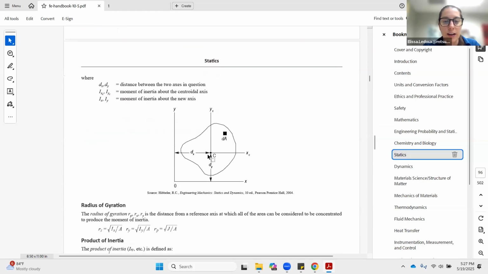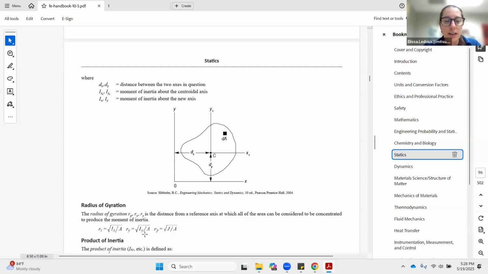Here's a diagram illustrating if we wanted to find the moment of inertia of this blob around the x-axis, we would have the centroidal moment plus this dy squared, which is the distance from the x-axis to the centroid, square that, and then times the area.